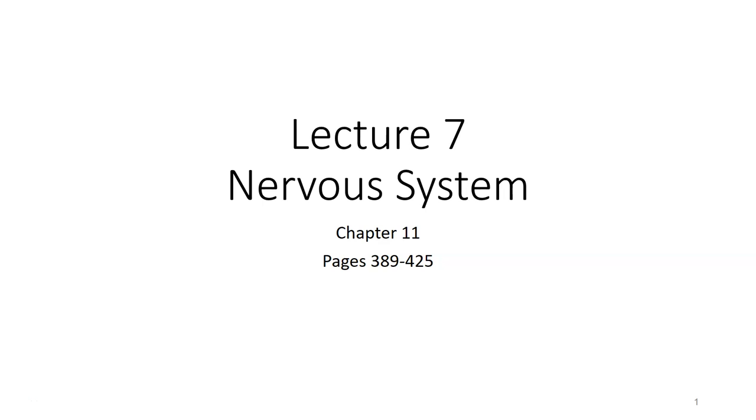This is part 4 of Lecture 7 on the nervous system. This information can be found in Chapter 11 on pages 389 to 425 of your textbook.